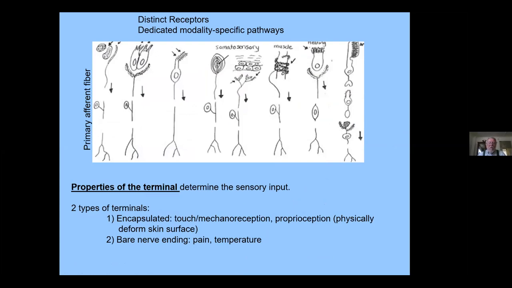And what you see here are properties of terminals. We have two major types of terminals. One is called encapsulated, for touch, mechanoreception, proprioception, et cetera. The second is called the bare nerve ending, for pain and temperature. Notice right away that the encapsulated type of terminal can do at least two different modalities, and the bare nerve ending can do at least two different modalities. The classic bare ending that we talk about is the free nerve ending.